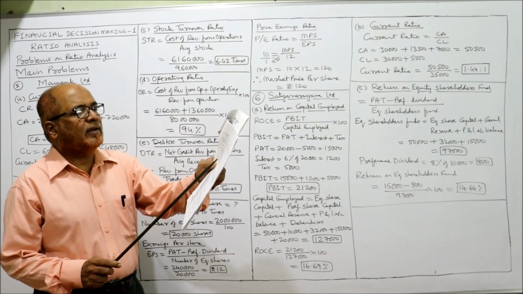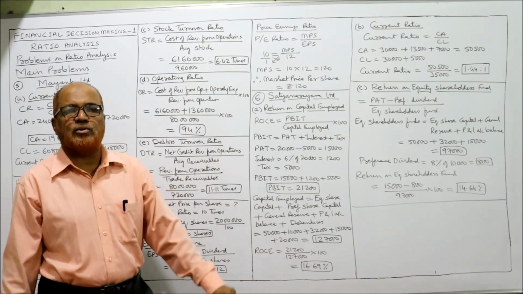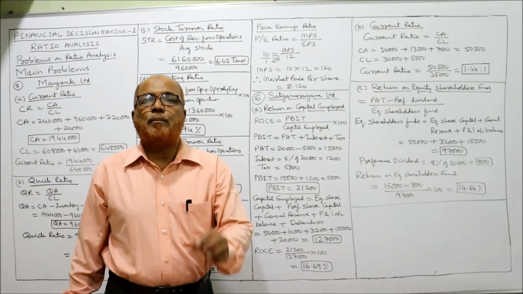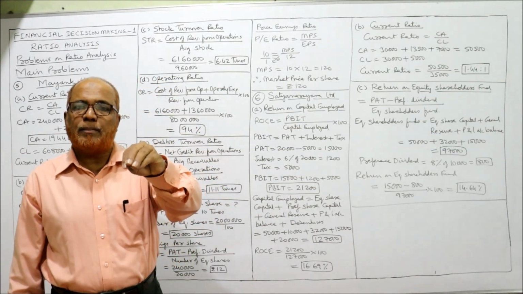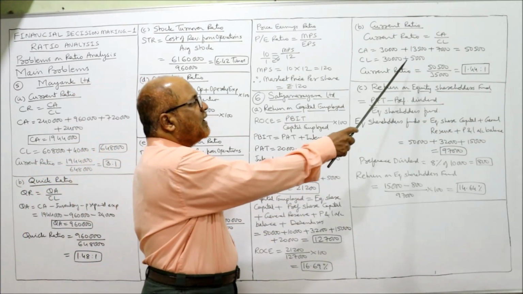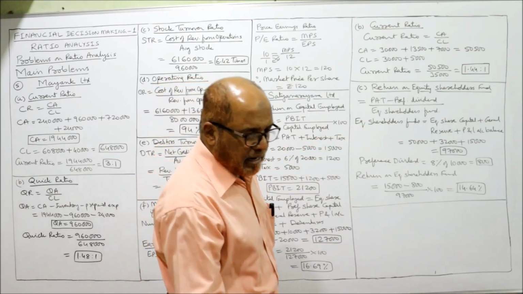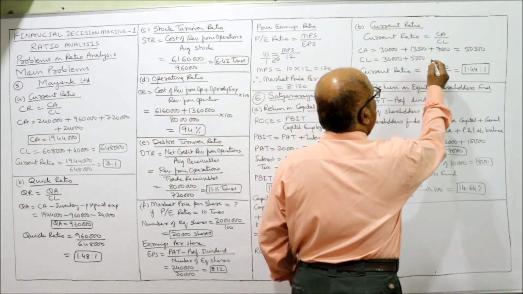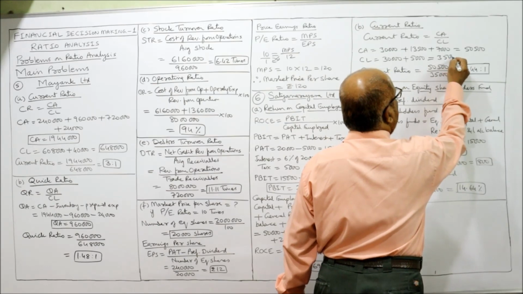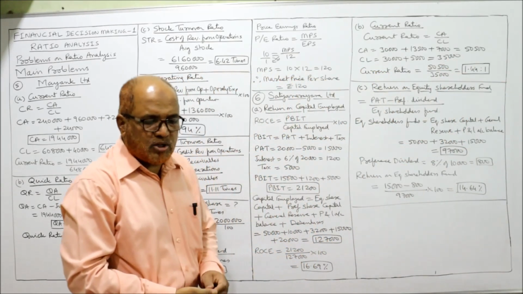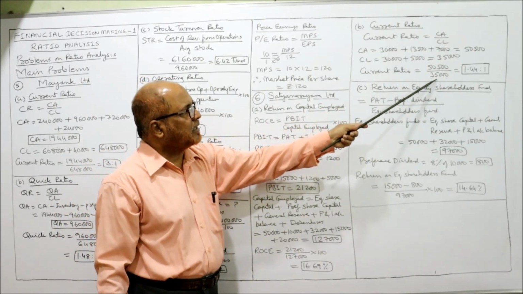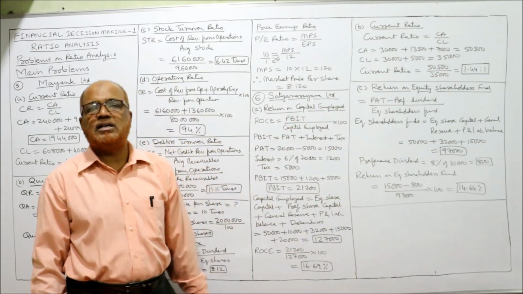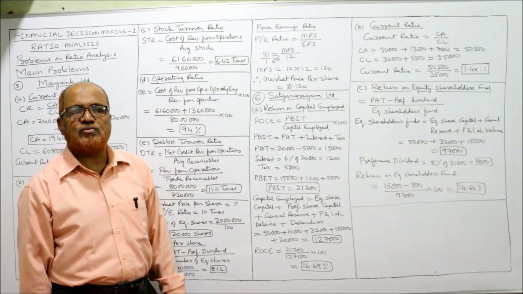Current liabilities are given: sundry creditors 30,000. But apart from that, provision for taxation 5,000. So 30,000 plus 5,000 is equal to 35,000. That is the current liability. Now current ratio is current assets by current liabilities. So 50,500 divided by 35,000, 1.44 is to 1. So 2 ratios we have completed.